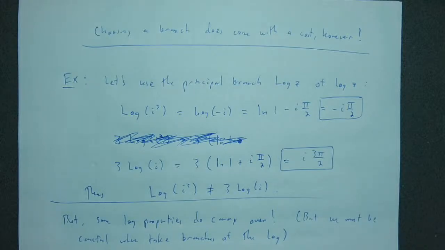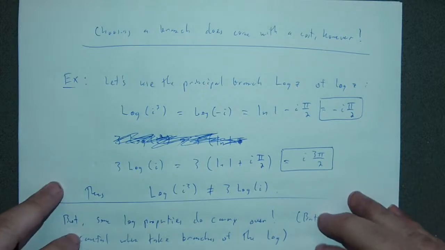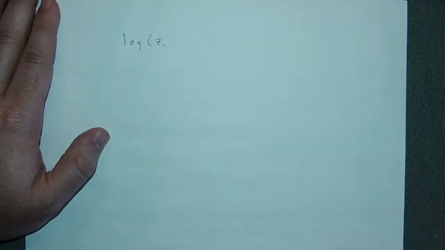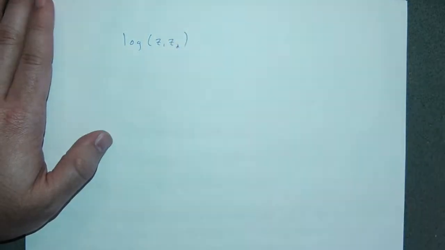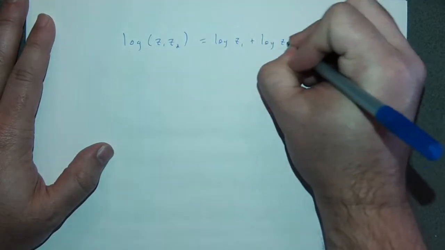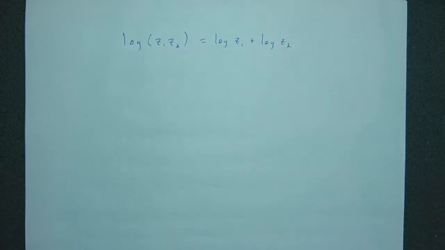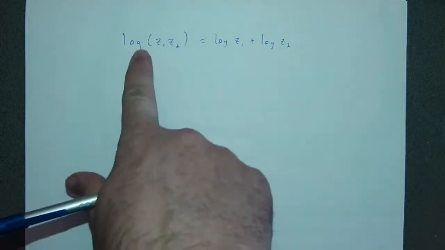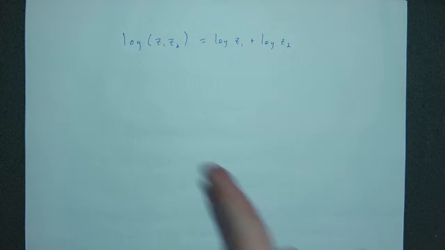So in general, we just have to be careful with how this is done. So, what types of properties am I looking for? Well, if I just refer to log, that is not referring to any branches, then if I look at the log of z1 times z2, this is indeed equal to log of z1 plus log z2. Now this log is a multi-valued function. So how do we deal with a statement like this?